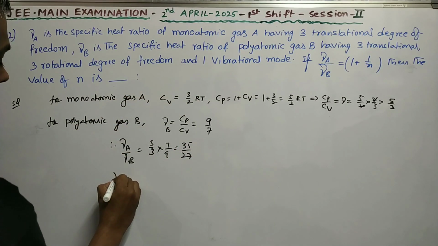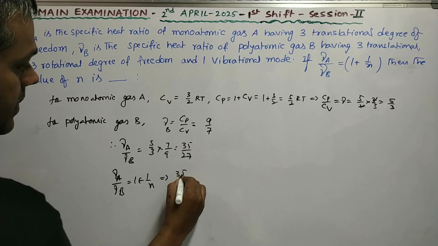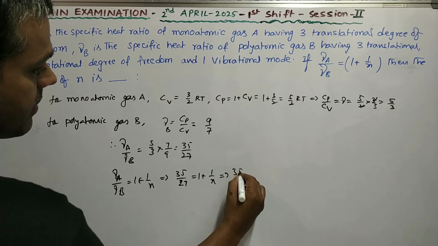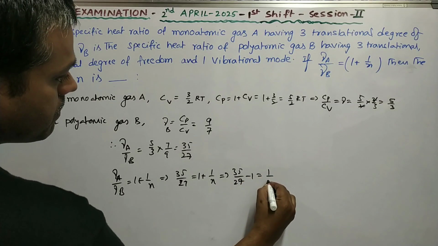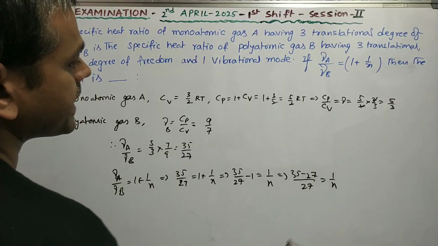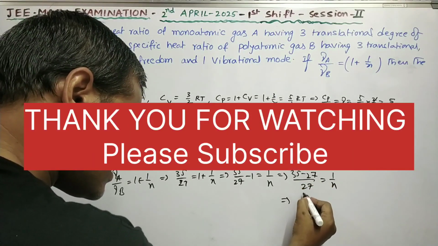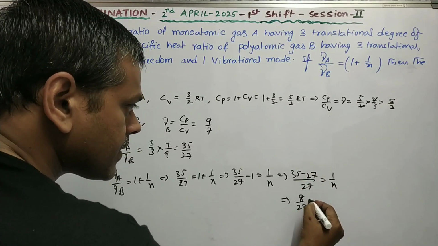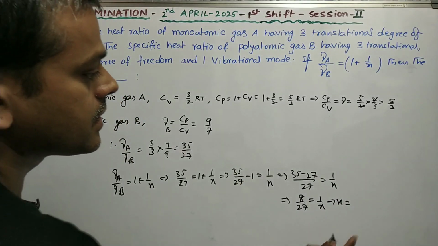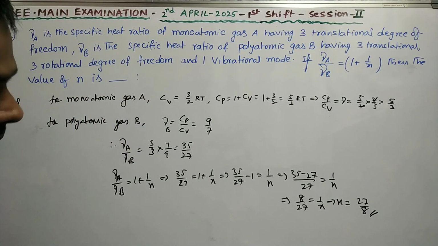But given gamma A by gamma B is equal to 1 plus 1 by n. That implies 35 by 27 is equal to 1 plus 1 by n. So 35 by 27 minus 1 is equal to 1 by n. It implies (35 minus 27) by 27 is equal to 1 by n. That is 8 by 27 equal to 1 by n. That implies n is equal to 27 by 8. 27 by 8 is the n value. Okay, right.